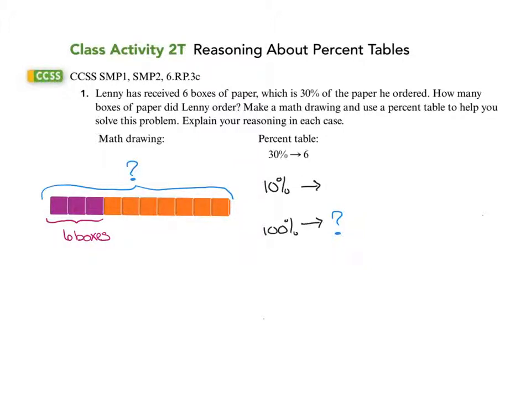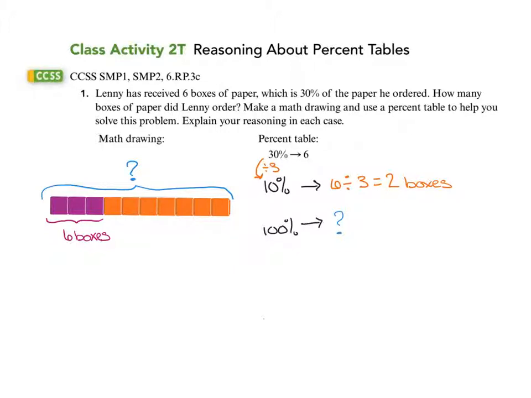If we were doing our percent table, we would say 30% is 6, and then we could calculate 10% and then go find 100%. And using the math drawing, I can see here that I have these 3 parts representing 6. So 6 divided by 3 means each part would be worth 2. 30% divided by 3 would give us the 10%, so 6 divided by 3 gives us 2 boxes. So both ways we see that 10%, or 1 part, is equal to 2 boxes.